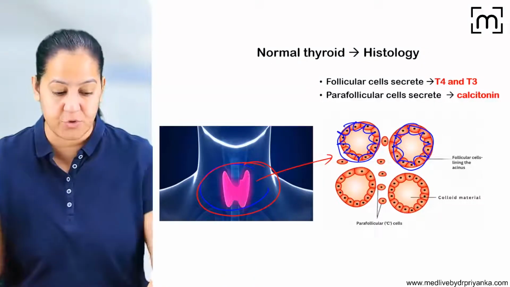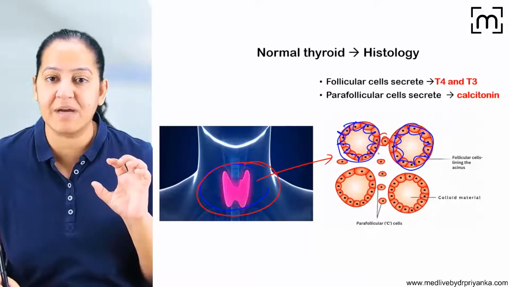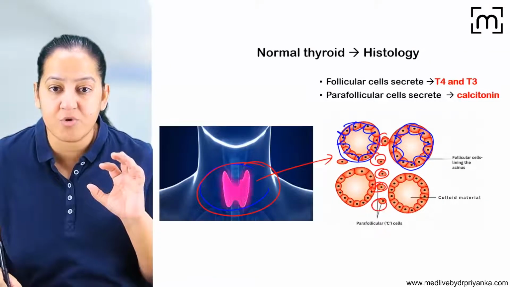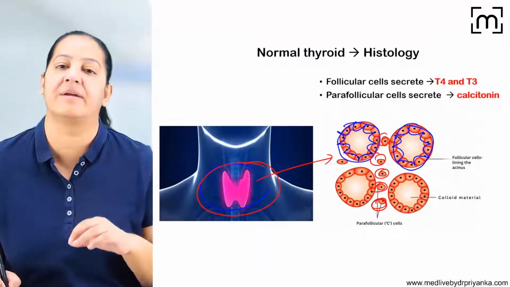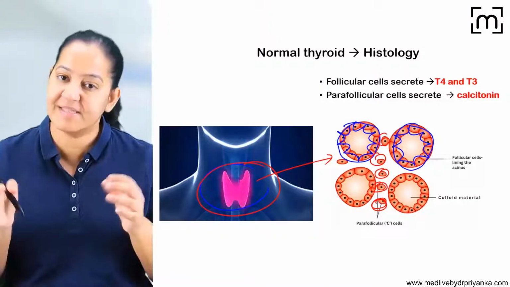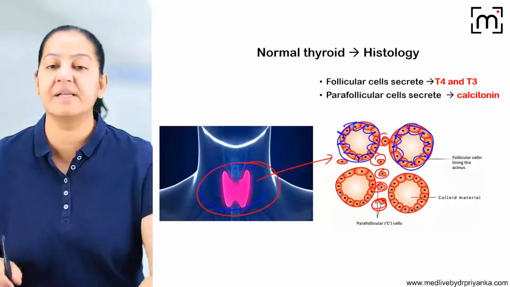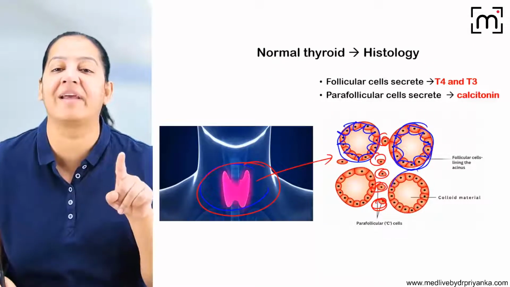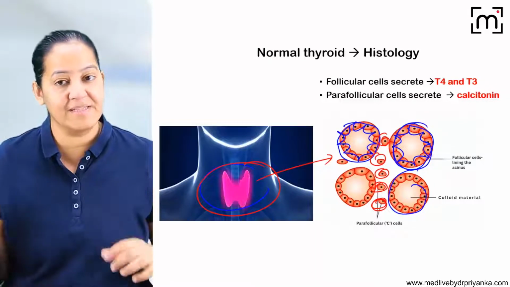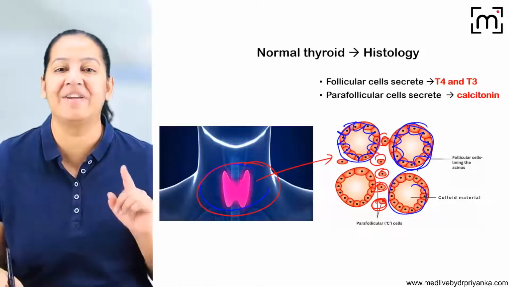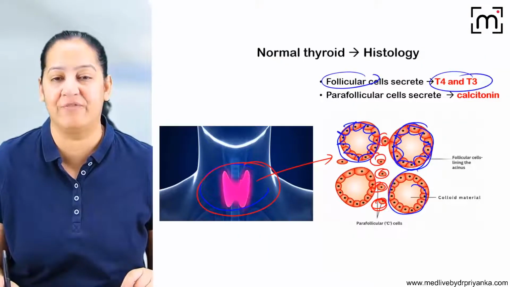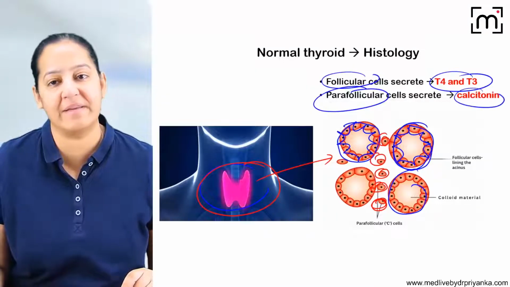And the background is the stroma. In the stroma, interspersed are the cells. Can you see these cells? Stromal cells. These are parafollicular cells. So we have follicular cells and parafollicular cells. Follicular cells are the cells which line the follicle, and parafollicular cells are present in the stroma. What do these secrete? Follicular cells secrete T3 and T4, and parafollicular cells secrete calcitonin.